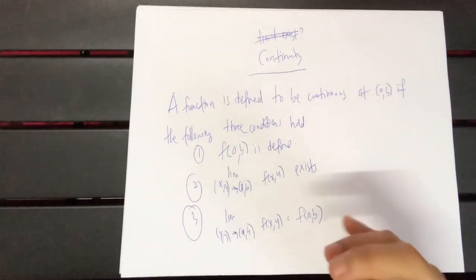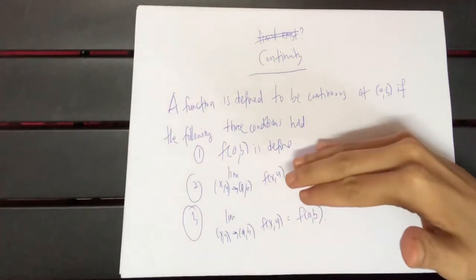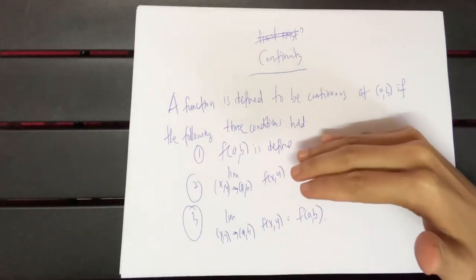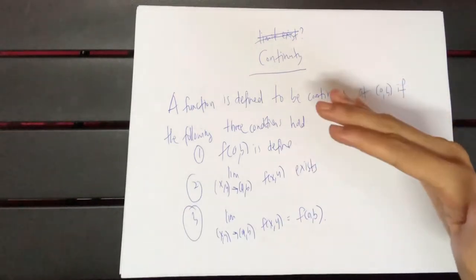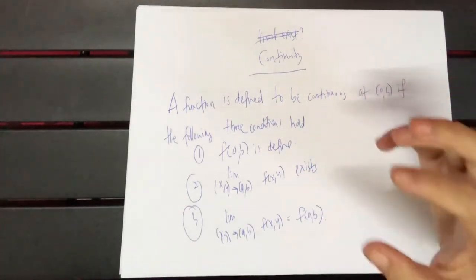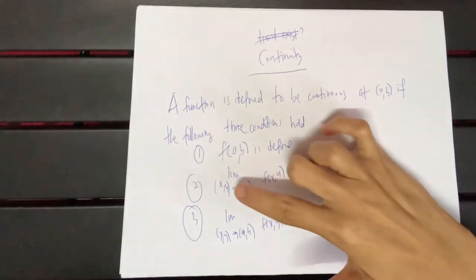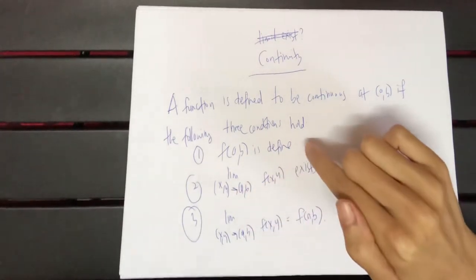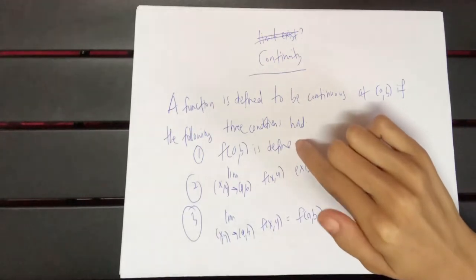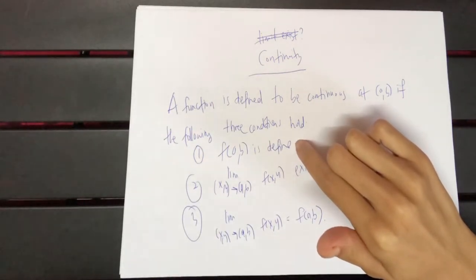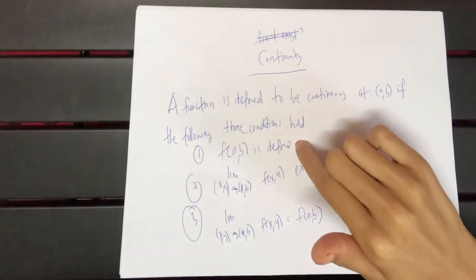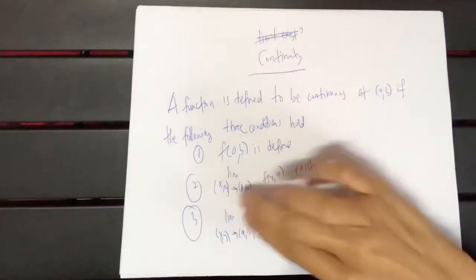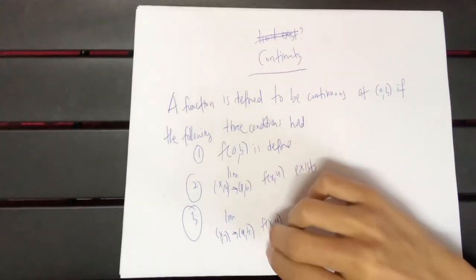So let's say condition number 1 is already not fulfilled, for example it is not defined. That means you can conclude directly that the function is not continuous. No need to show condition number 2 and number 3 anymore.